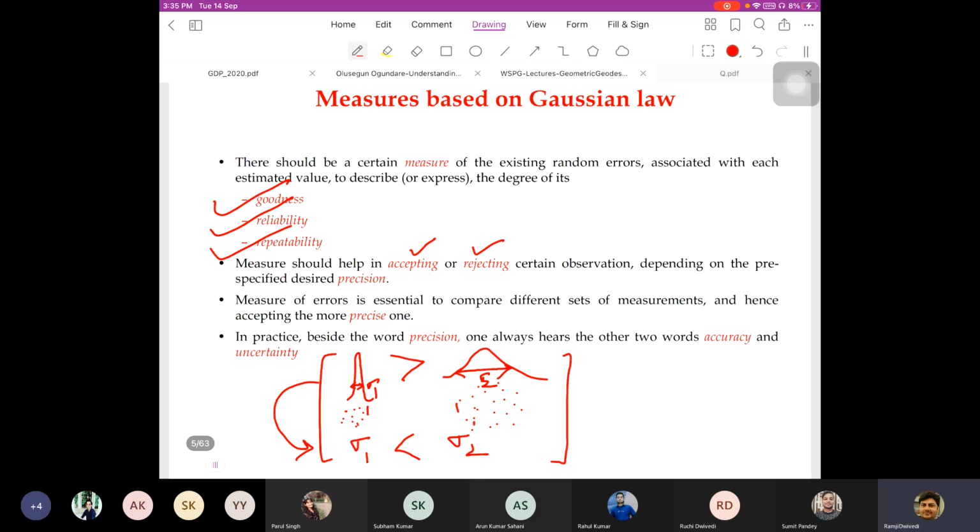Okay, any questions? In practice, besides the word precision, one always hears the other two words, accuracy and uncertainty. Okay, how uncertain are you about your observation, and that's how we went on to discussing the probability of errors. Okay, so that is one index which one generally applies, in this set of discussion which we had in the previous class as well as in this class.